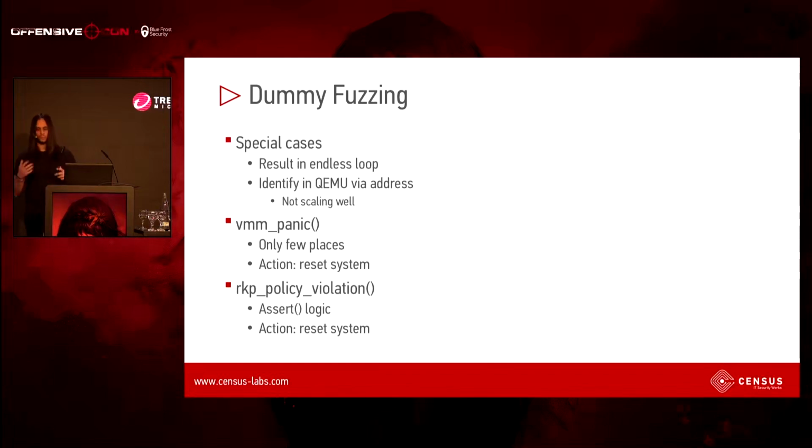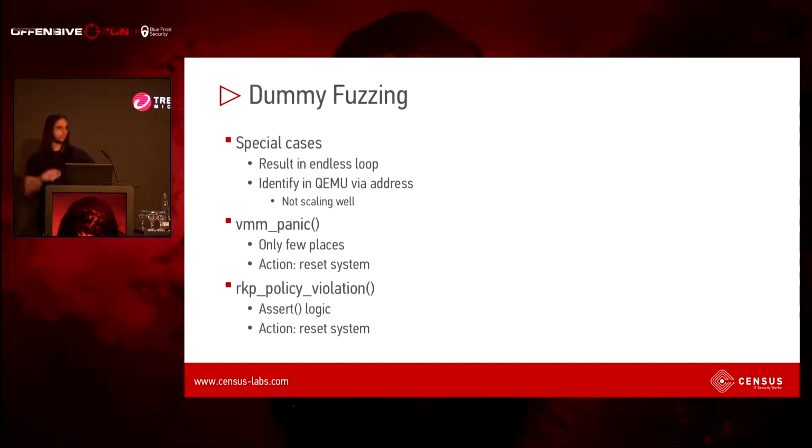Before continuing, there are some special cases. They result in an endless loop, and in our setup, that's disastrous. For this approach, the dummy fuzzing, we identify them via the address, but of course that does not scale well because we cannot know beforehand each single address that's going to lead to such a state. But there are more elegant solutions, for example, watchdog timers, but we are not interested in our dummy fuzzing to cover each and everything.